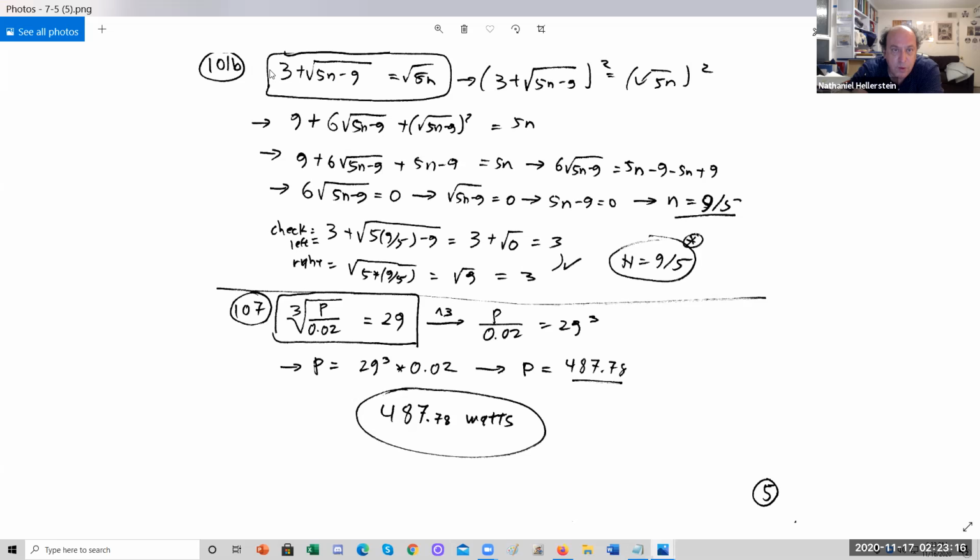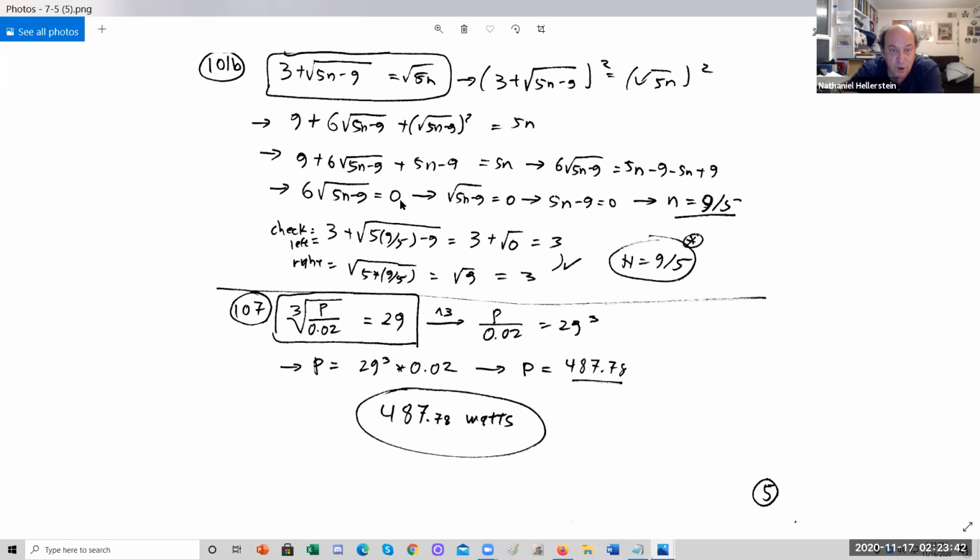3 plus root 5n minus 9 equals root 5n, excuse me. All right, we square both sides. 9 plus 6 root 5n minus 9 plus (root 5n minus 9) squared equals 5n. All right, this is 5n minus 9. Transpose the 9, the 5n and the 9. Let's get 6 root 5n minus 9 equals 5n minus 9 minus 5n plus 9.